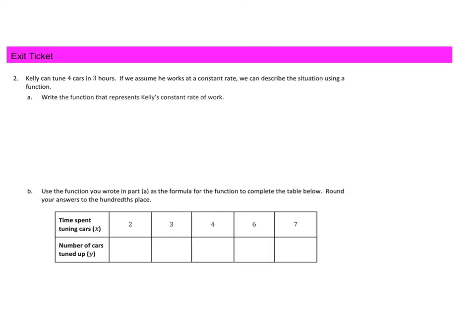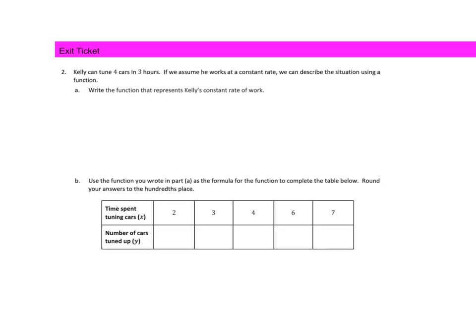The next, number 2, it says Kelly can tune 4 cars in 3 hours. If we assume he works at a constant rate, can we describe the situation using a function? So, 4 cars in 3 hours. I want you to write the rule. So I want you to find your constant, y divided by x. And then I want you to write your equation, y equals what? X. This is what I want you to put into your answer on Galileo. Okay? I want you to type your answer in there. Whatever's in that box is a number, by the way. Okay?